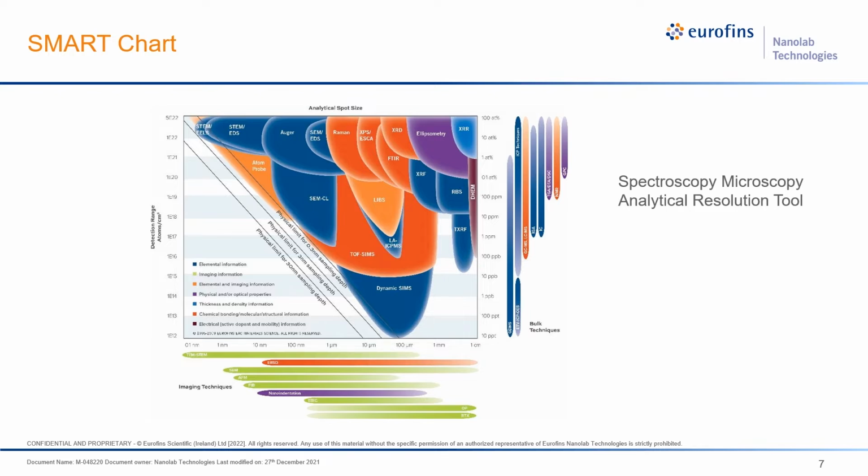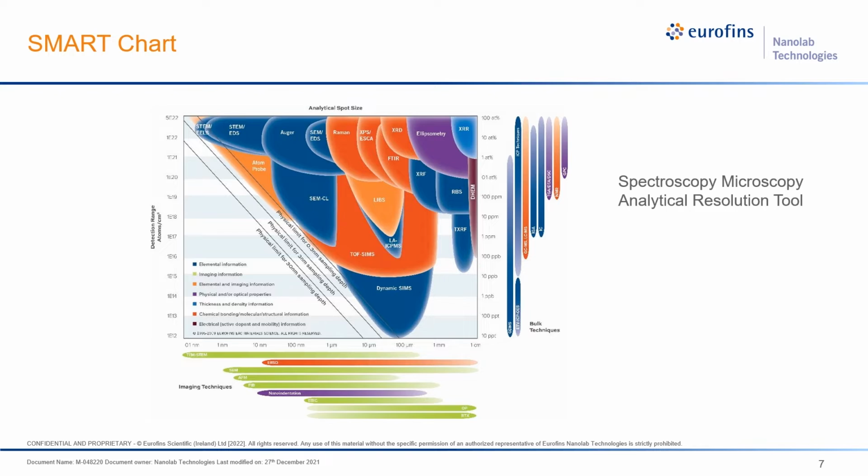For example, techniques shown in dark blue correspond to elemental information, and the ones shown in green correspond to imaging information. The x-axis shows the range of the spot sizes, all the way from 1 centimeter on the right down to 1 angstrom on the left, and the y-axis shows the concentrations in atoms per centimeter cubed, or in atomic concentrations, all the way from 100% on the top to 10 parts per trillion at the bottom.